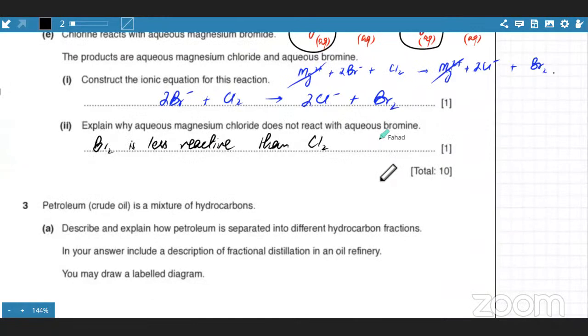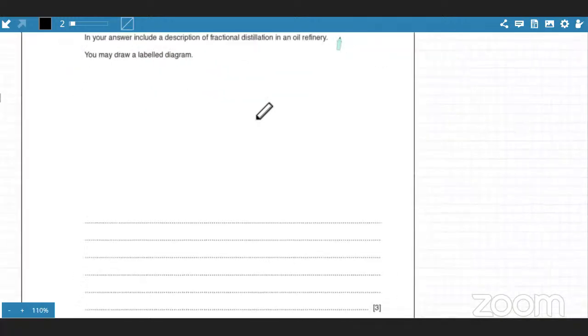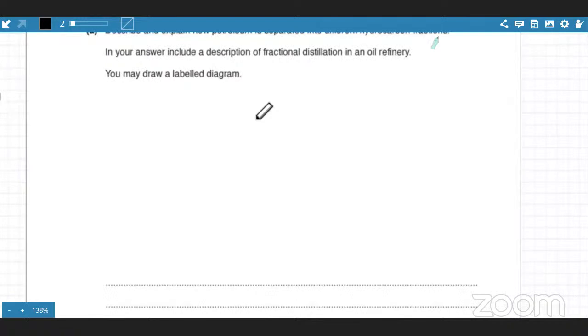The next part of the question number 3 is petroleum crude oil is a mixture of hydrocarbons. Describe and explain how petroleum is separated into different hydrocarbon fractions. In your answer, include a description of fractional distillation in an oil refinery. You may draw a labeled diagram. So how many marks is this? This is a 3-mark question. So we can actually come up with a labeled diagram. What's the labeled diagram?